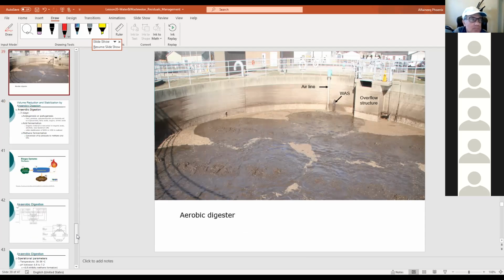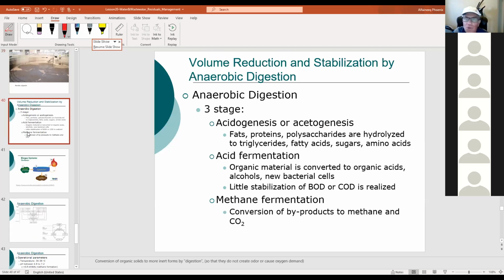However, there are also other types of bacteria here, all right? In the anaerobic digester, this is very important and very good to do. You can produce methane gas from there. 3 steps, all right? 3 steps.